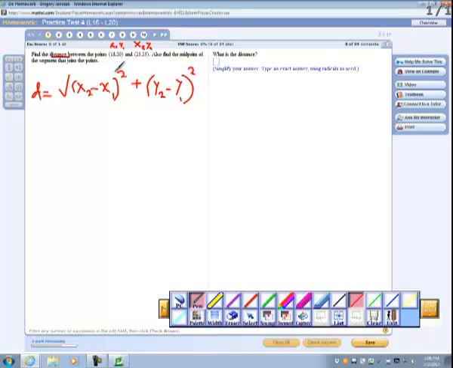Up here would be a superscript for the exponent, and the subscript identifies two different x's in this case. Okay, and you want to label these points x1, y1, and x2, y2.